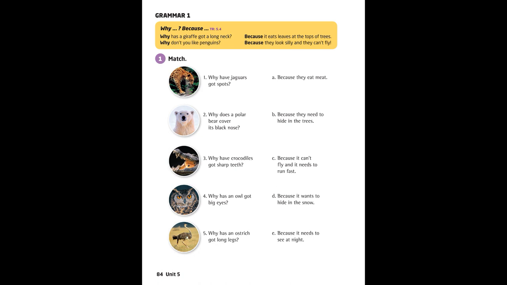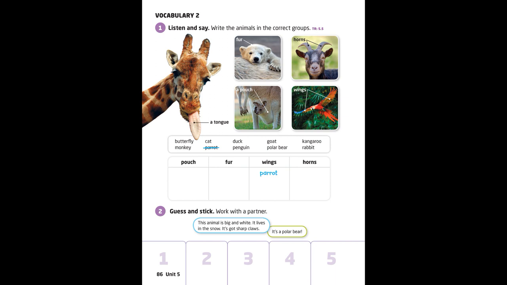Track 5.5. Vocabulary 2. Activity 1. Listen and say. Write the animals in the correct groups. A tongue. A giraffe has got a long tongue. Fur. A polar bear has got thick white fur. Horns. A goat has got two horns. A pouch. A kangaroo has got a pouch. Wings. A parrot has got colourful wings.